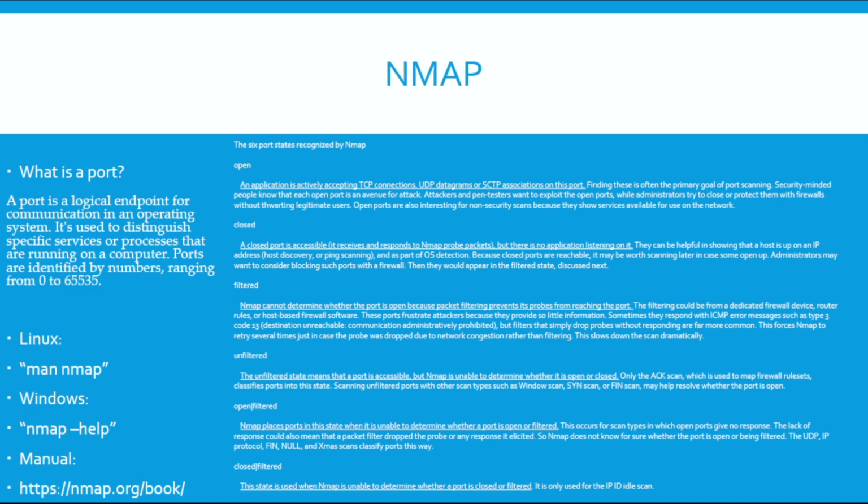There are 6 port states recognized by Nmap. The first one being open. An application is actively accepting TCP connections, UDP datagrams, or SCTP associations on this port. A closed state. A closed port is accessible. It receives and responds to Nmap probe packets, but there is no application listening on it.